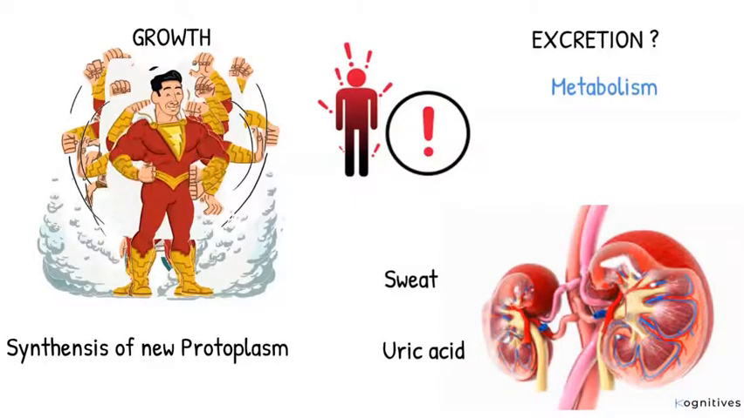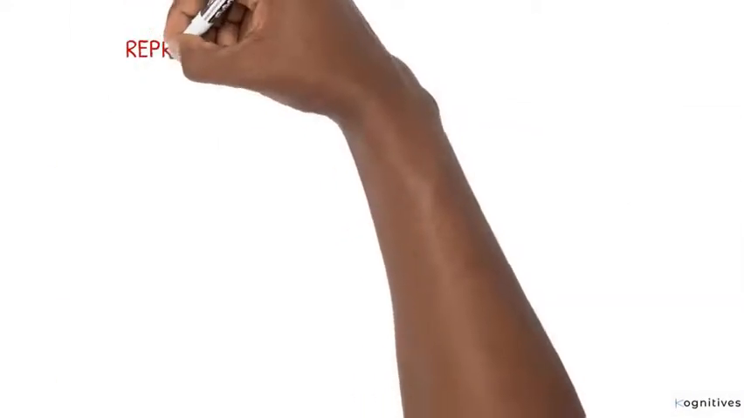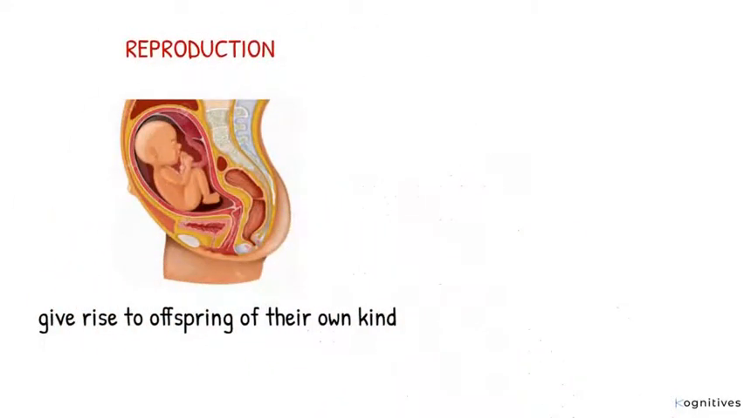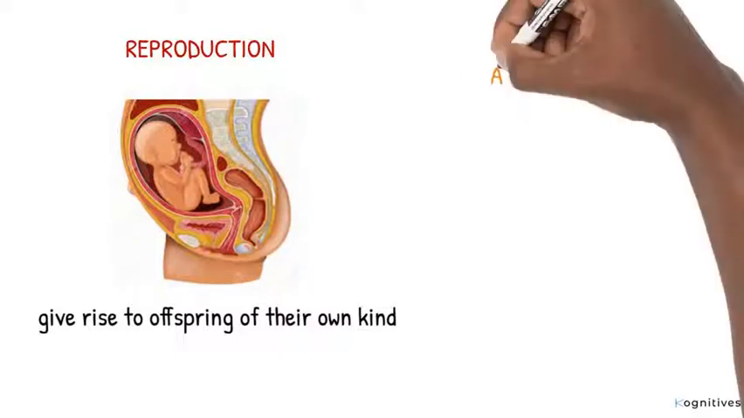Well, the next characteristic is probably familiar to each one of us. You know that's right, it's reproduction. It is the process by which living organisms give rise to offspring of their own kind. Reproduction is necessary for the continuation of life. It is one of the most important characteristics of living things.